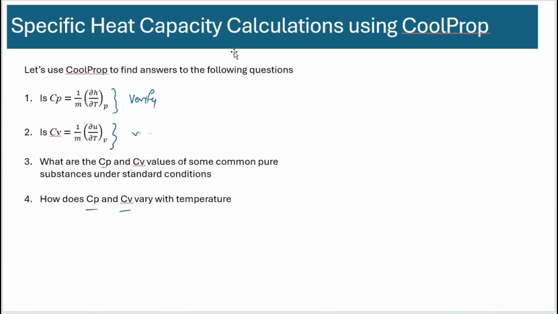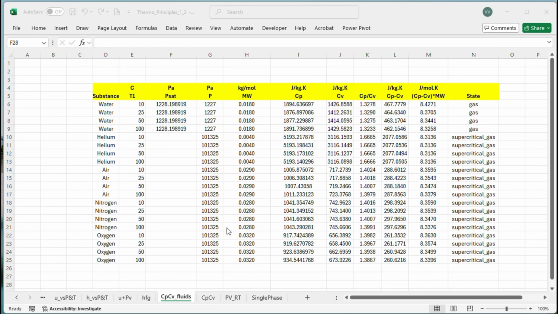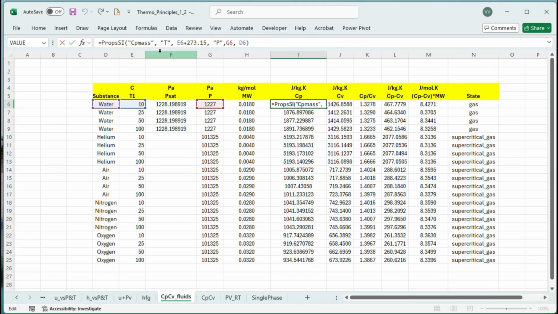All right, let's open this Excel file and first go to the CP/Cv fluids sheet. Here you can see the formula used. The function or the symbol is Cp mass. That's specifying that this is the property Cp defined per mass, per kilogram, so the units are joules per kilogram per Kelvin, and the Cv is the same. It's Cv mass, and the inputs are temperature and pressure in this case. You specify the temperature, you specify the pressure, you get Cp and Cv.